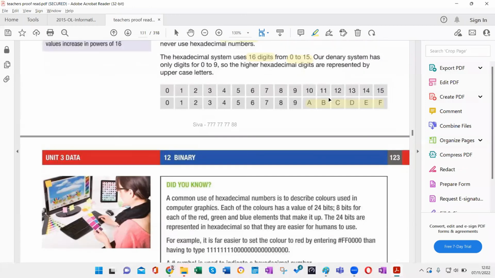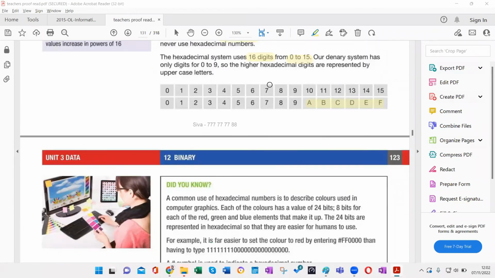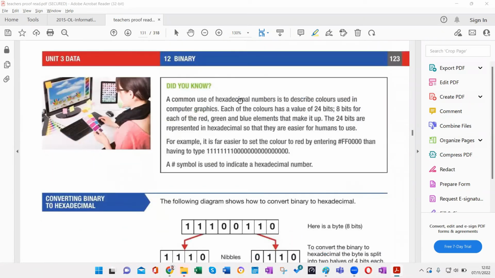So you must have seen, right? Even the IPv6 version uses hexadecimal numbers. MAC addresses use hexadecimal numbers. Color codes use hexadecimal numbers. A common use of hexadecimal numbers is to describe colors used in computer graphics.